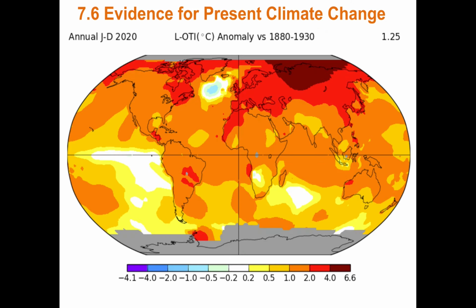And finally, this is the average 2020 temperature compared with the average from 1880 to 1930. Earth is about 1.25 degrees Celsius warmer. You can see there's an overall trend of very little change. In fact, zero change over the equator. North America has warmed 1 to 2 degrees since 1880 to 1930, and the Arctic has warmed 4 to 6 degrees. So the Arctic is warming just about twice as fast as the planet as a whole.